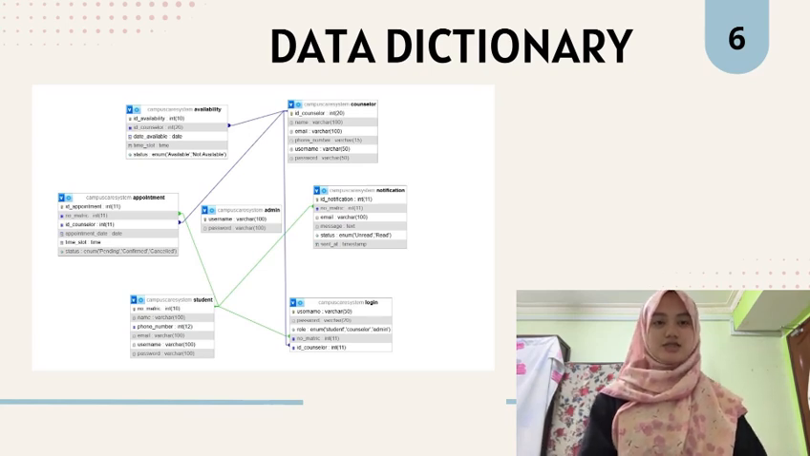The second last is notification, which stores messages sent to students with fields for email, message content, status, and the time sent. The last table is login, a centralized table for user authentication, storing roles and linking users to their respective IDs.